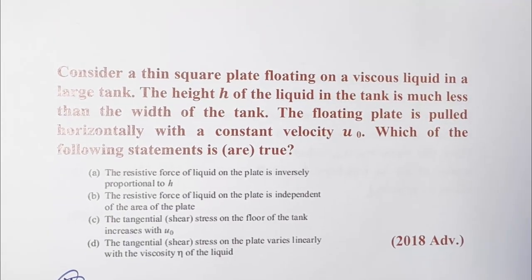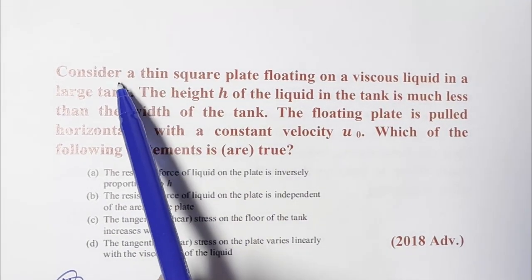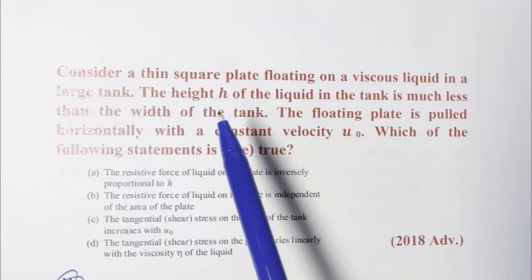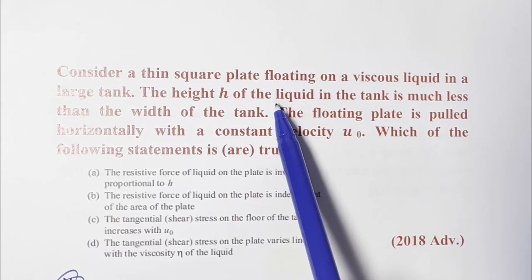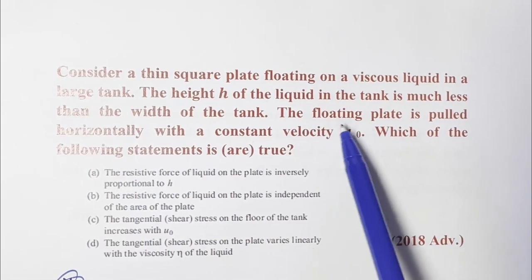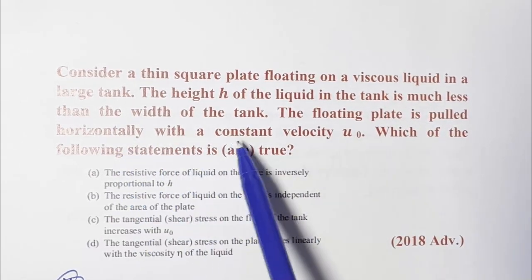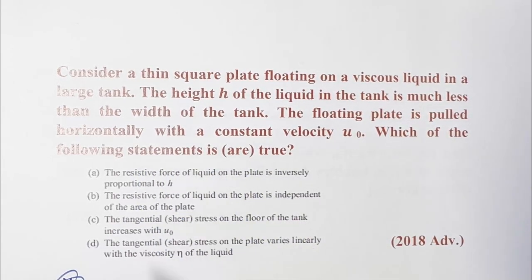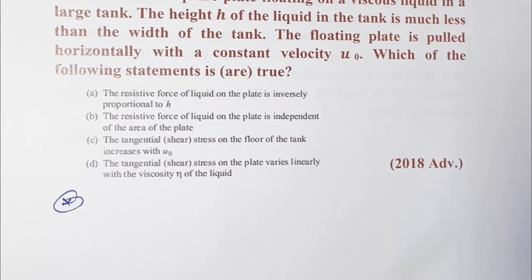Hello friends, today's question. Consider a thin square plate floating on a viscous liquid in a larger tank. The height h of the liquid in the tank is much less than the width of the tank. The floating plate is pulled horizontally with a constant velocity u0. Which of the following statements is or are true? So these are four statements.